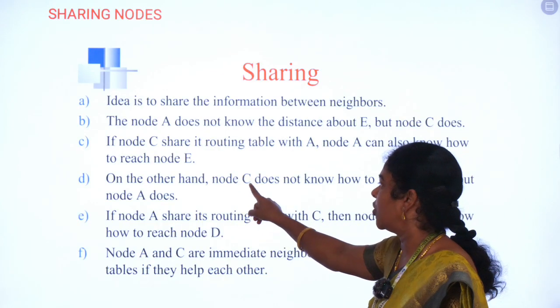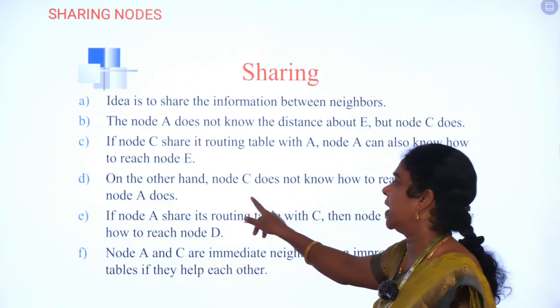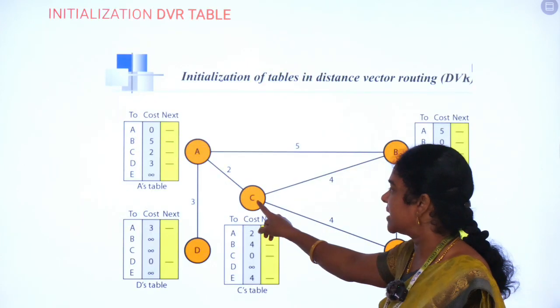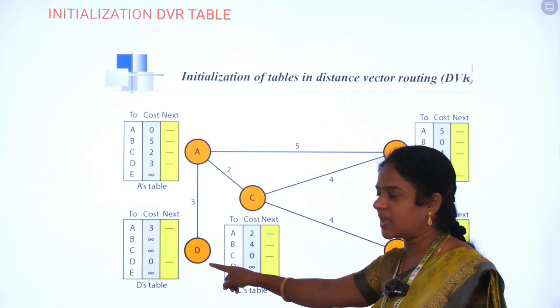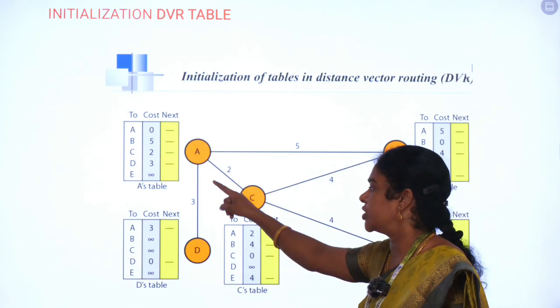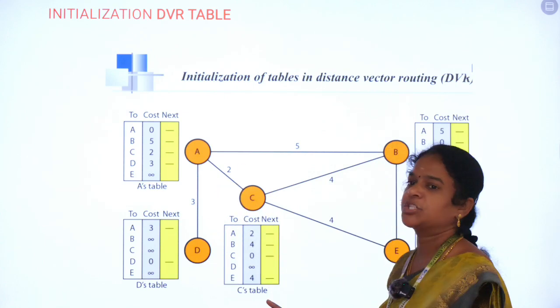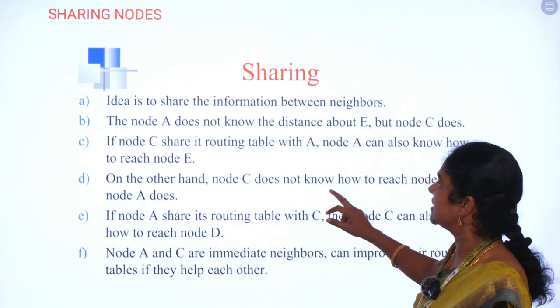On the other hand, node C does not know how to reach D, but node A does. Similarly, node C cannot reach D because it is not a neighboring node of C, but A can reach D, so it knows that. So now A and C share the cost. So this is the sharing process.